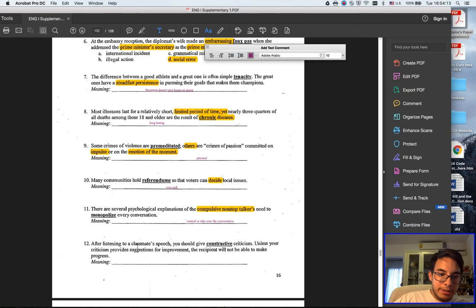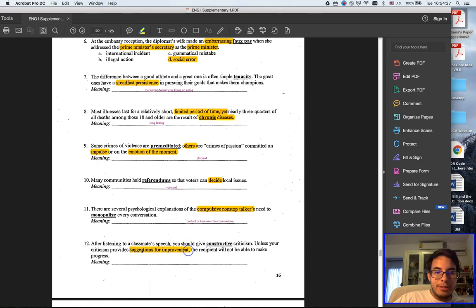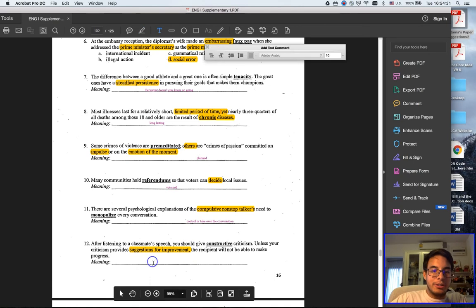Okay, 12. After listening to a classmate's speech, you could give constructive criticism. Unless your criticism provides suggestions for improvement, the recipient will not be able to make progress. So for this one, constructive means improvement criticism, or development.